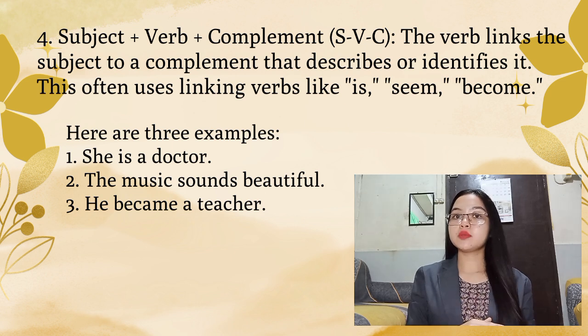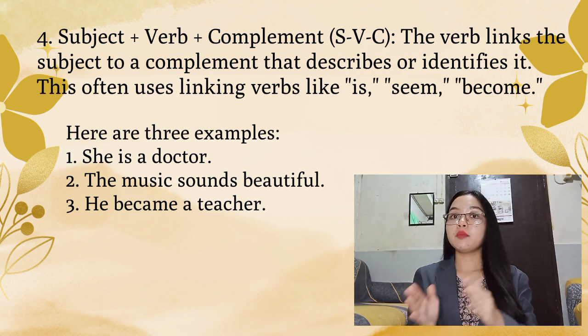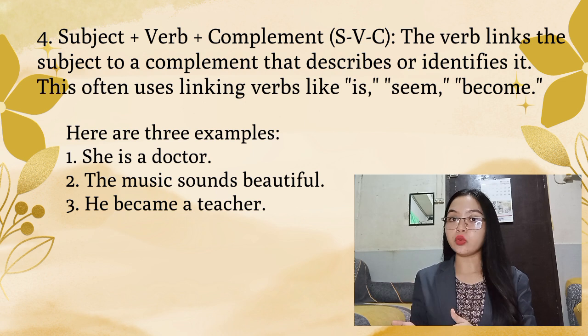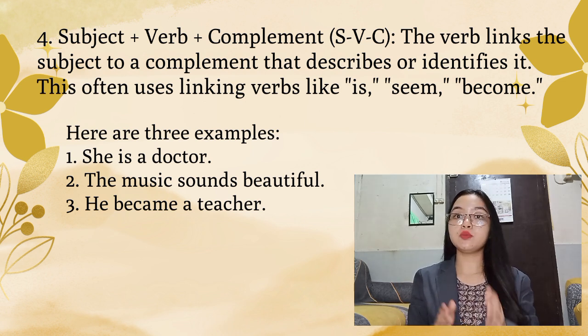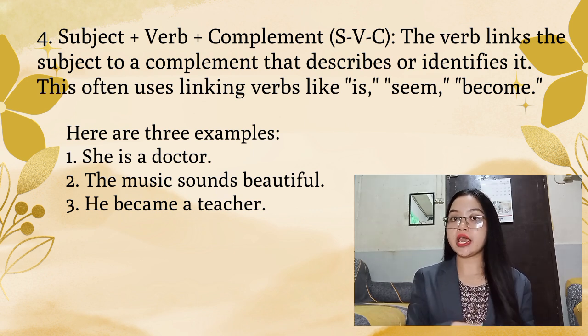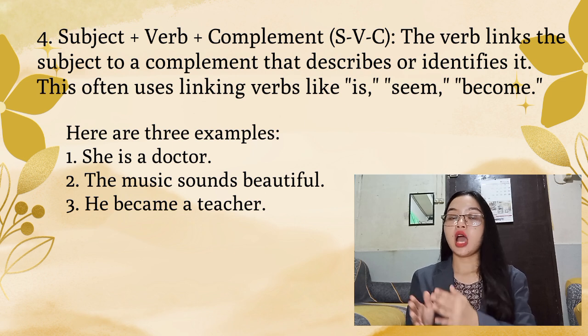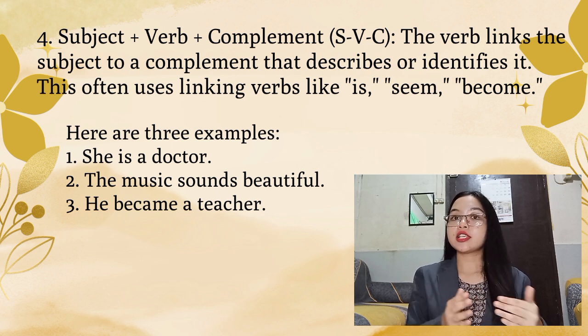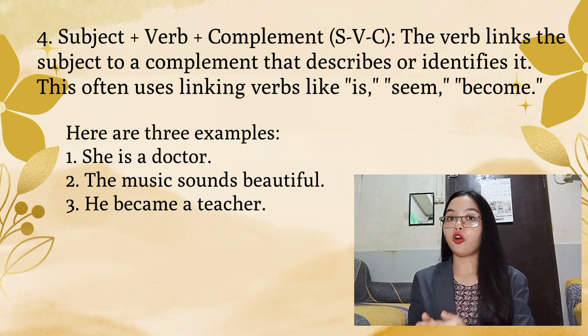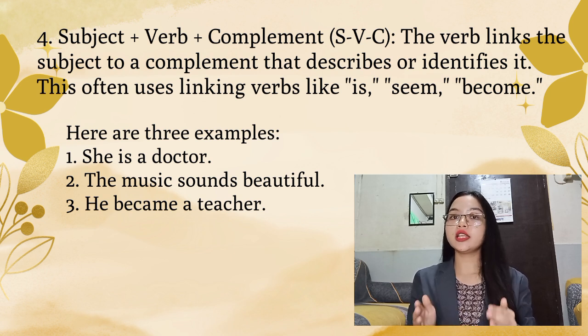Second, our subject here is the music. Our verb is sounds. Our complement here is beautiful. The complement beautiful describes the subject, the music. Third, our subject here is he. Our verb is became. Our complement here is a teacher. The complement, a teacher, describes the subject's new state of being. So, the linking verb doesn't show action.